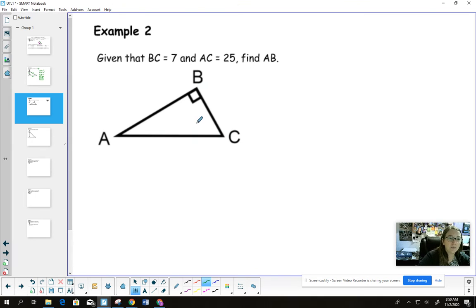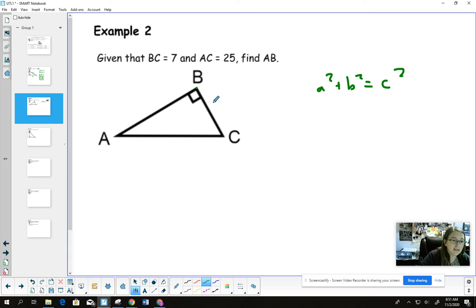Okay, try this again. Go ahead and label your picture. What I want you to do is figure out our missing side. Is it going to be an a or a b? It doesn't matter which. Or c. Does it touch the right angle or does it not? Go ahead and try this to label it to start with.